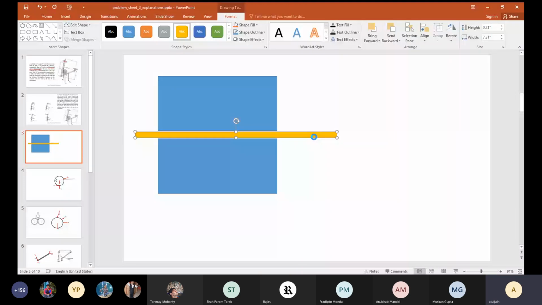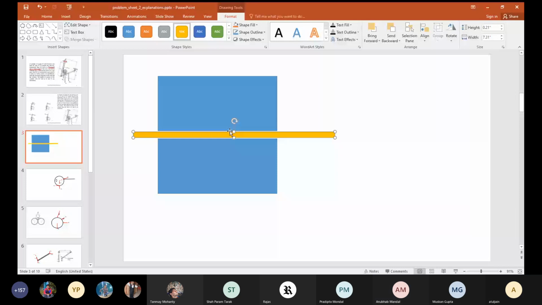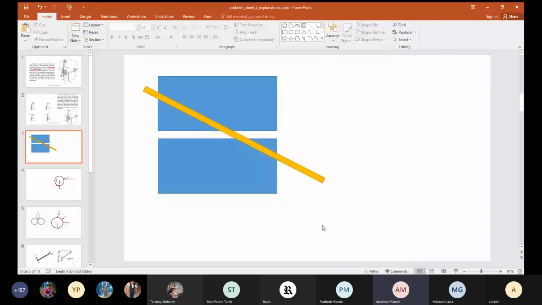Will this bar be allowed to penetrate my support and go like this? Yes or no? No, sir. Okay, good. Will it be allowed to go like this? Yes, sir. Okay, good. Now, is this allowed? No, sir. It is not allowed.